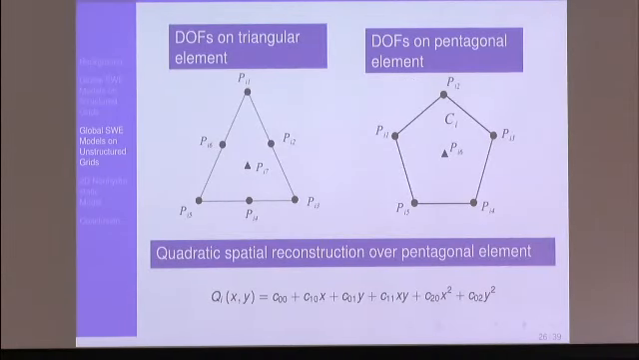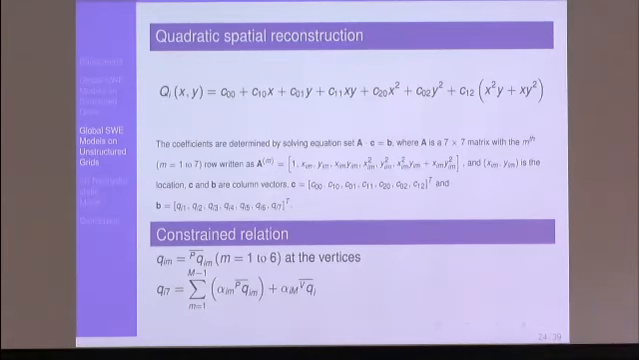So as we have mentioned before, we also test the numerical schemes on triangular element. On triangular element, the configuration of DOF is like this, except the vertex and cell center, also the center of boundary edge is used to define the DOFs. So 7 DOFs, and we can still use this spatial reconstruction. There are 7 coefficients.